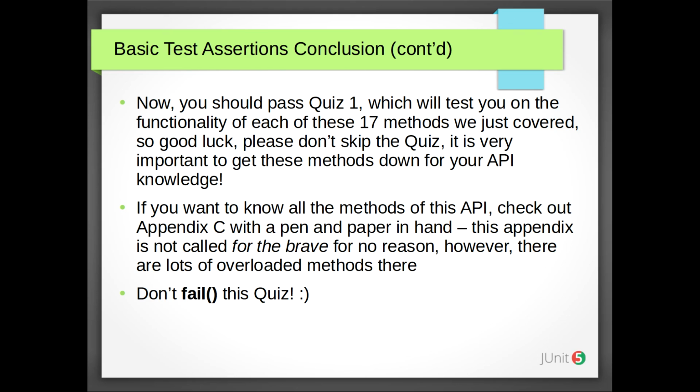Now, you should attempt to pass quiz 1, which will test you on the functionality of each of these 17 methods we just covered. So good luck. Please do not skip the quiz. It is very important to get these methods down for your API knowledge. If you want to know all the methods of this API, check out Appendix C with a pen and paper in hand. This appendix is not called for the brave for no reason, however. There are lots of overloaded methods there and lots of methods in general. Don't fail this quiz. Good luck.